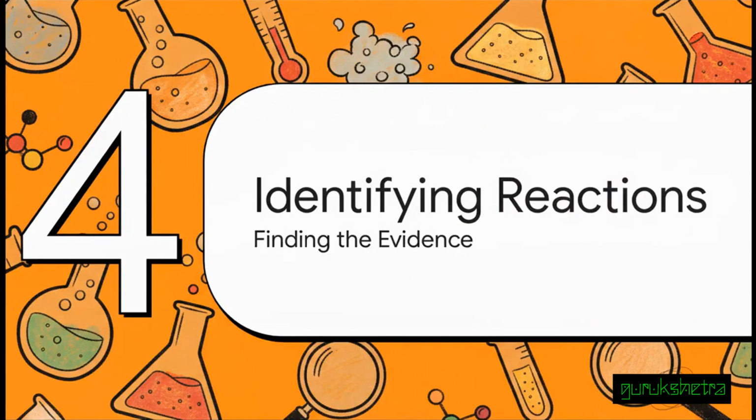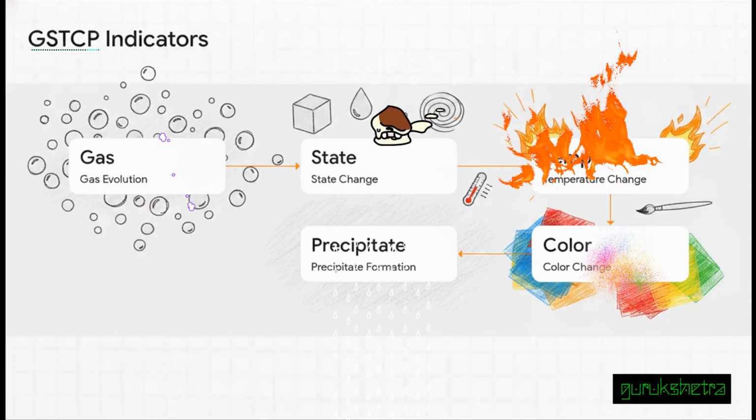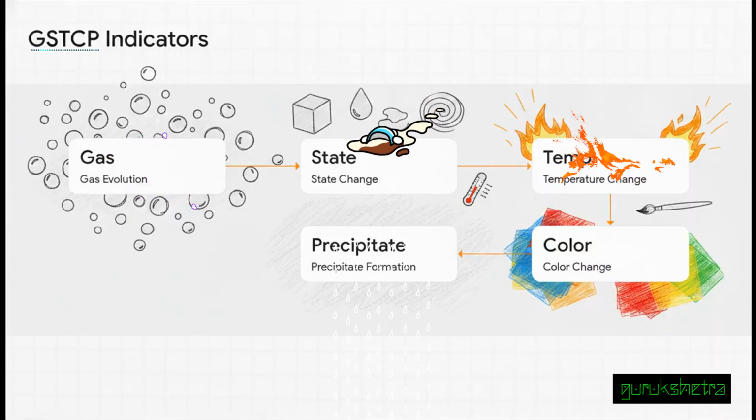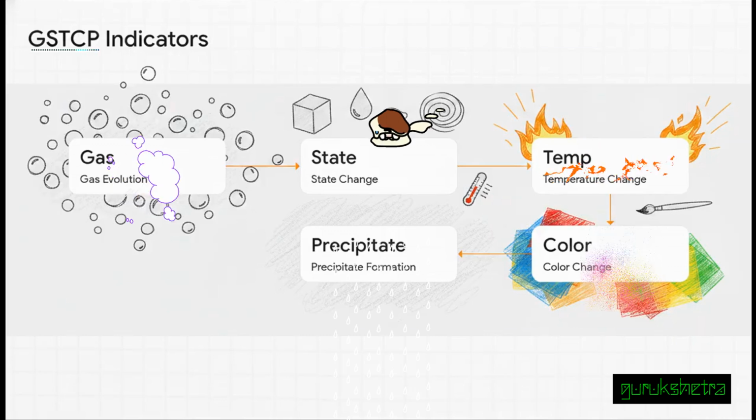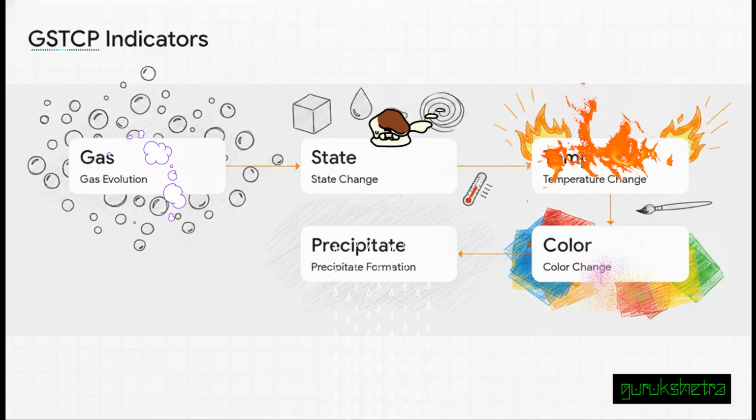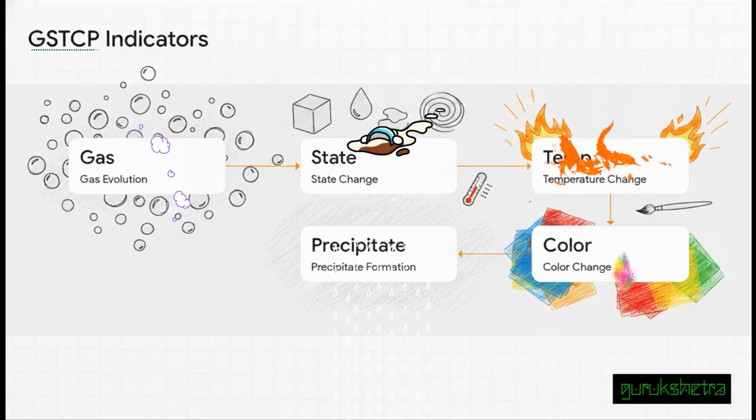Section 4, Identifying Chemical Reactions. Now, when you're sitting in your exam, you need to know the official scientific indicators that prove a reaction has actually taken place. I want you to memorize this foolproof acronym, GSTCP. That stands for gas evolution, state change, temperature change, color change, and precipitate formation.